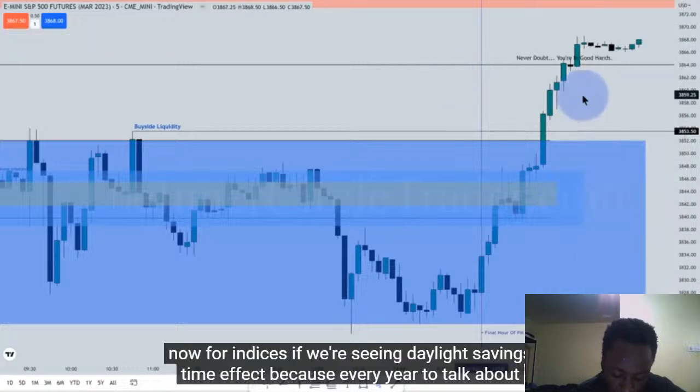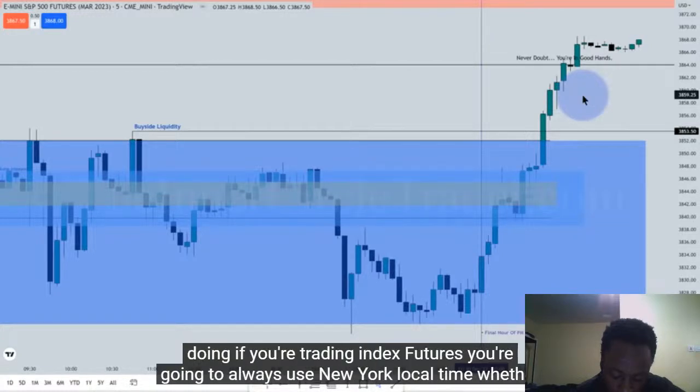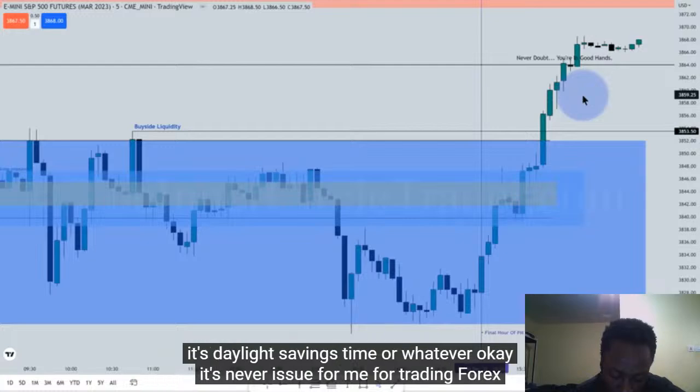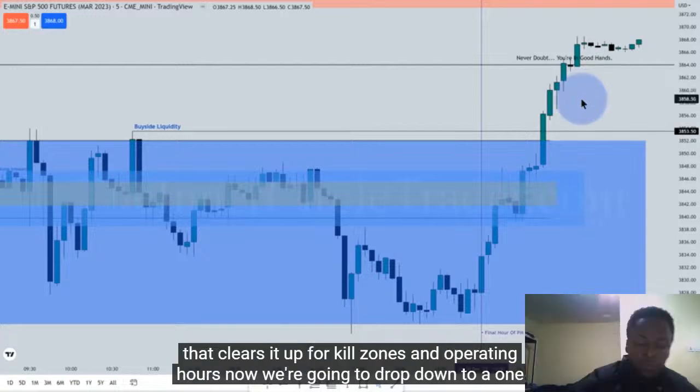Now for indices, if we're seeing daylight savings time effect, because every year they talk about how they're likely to do away with it, I wish they would personally, but whatever you're doing, if you're trading index futures, you're going to always use New York local time, whether it's daylight savings time or whatever. It's never an issue for me for trading Forex, but for stock indices, I'm going to be using it relative to New York time.